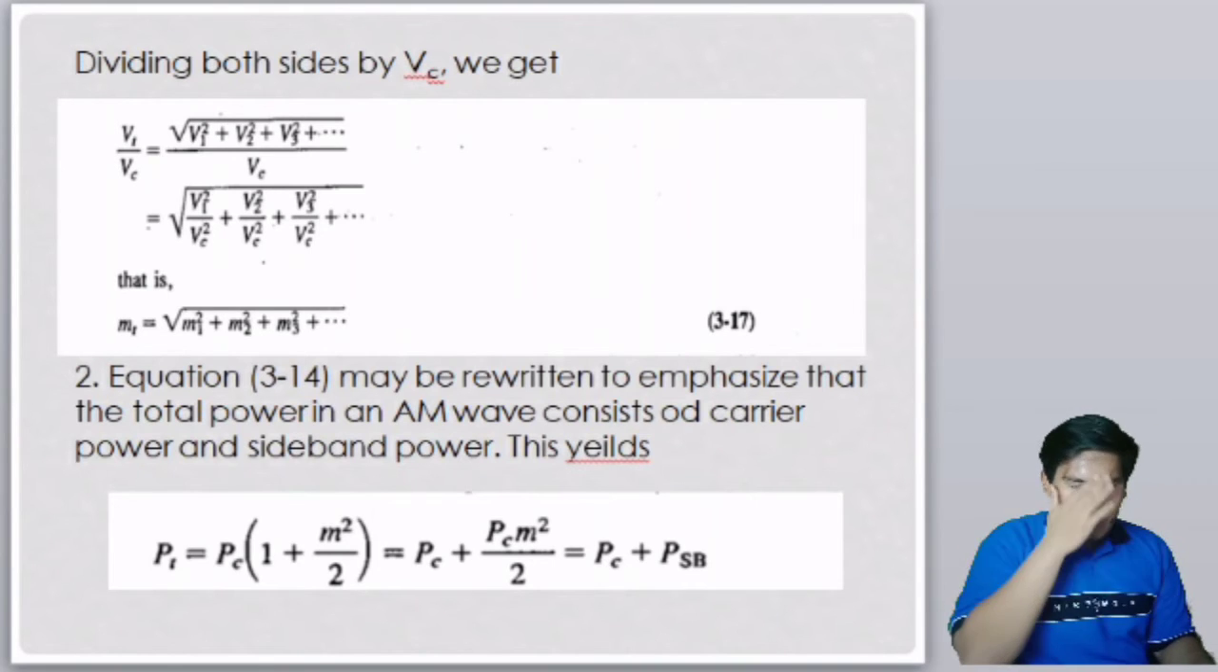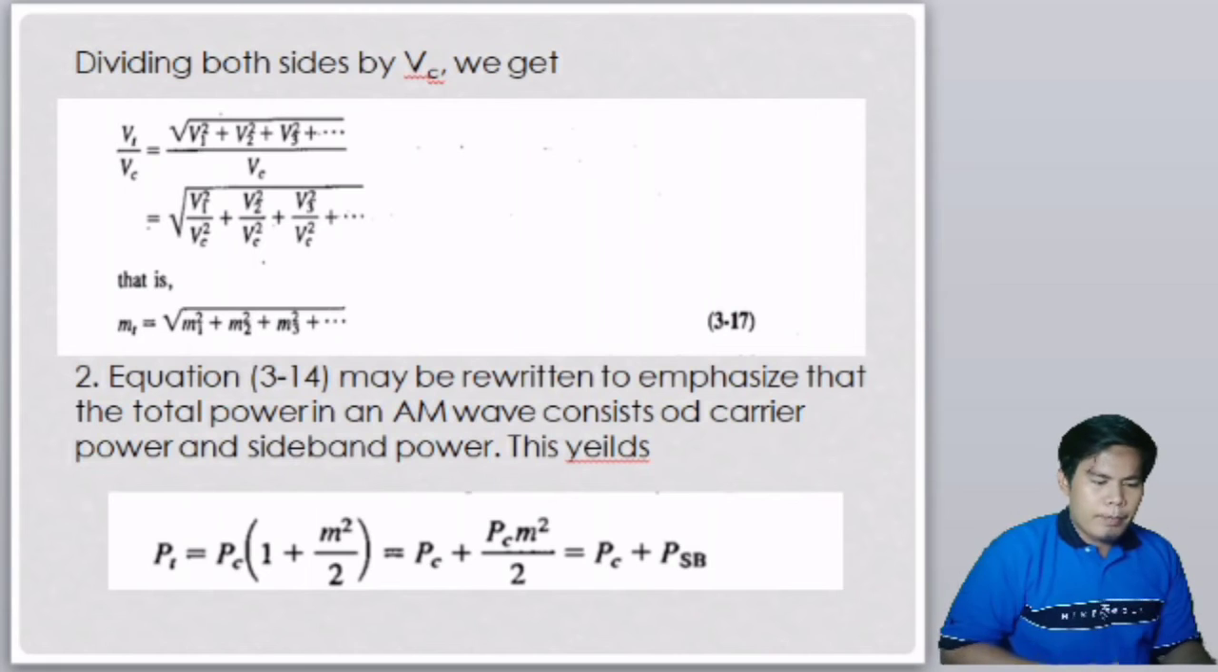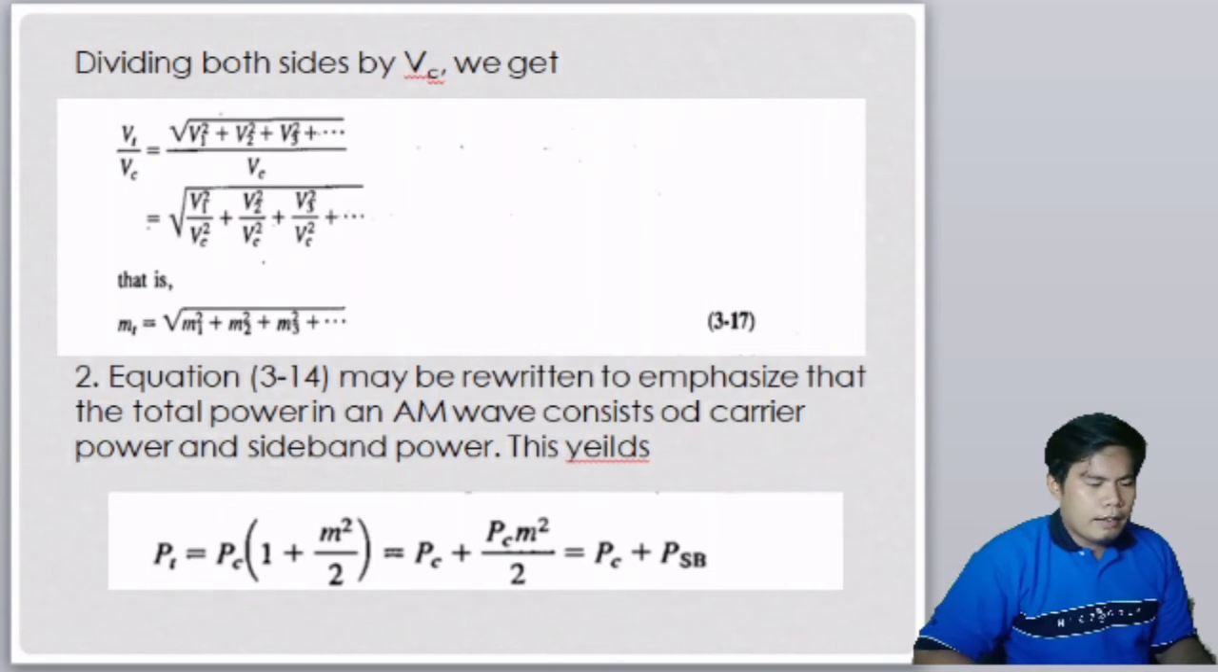Equation 3-14 may be written to emphasize that the total power in an AM wave consists of carrier power and sideband power.